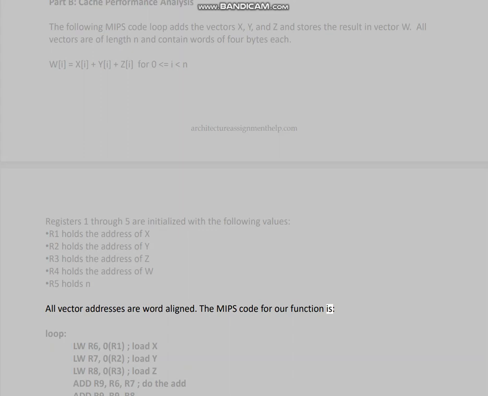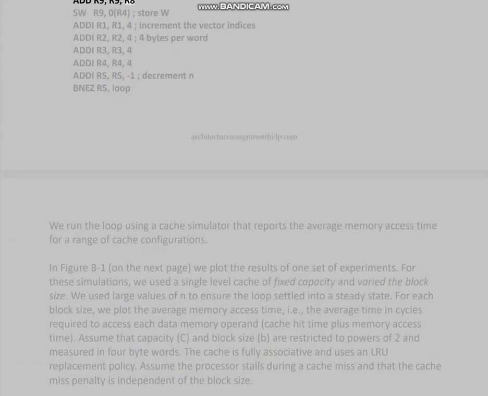The MIPS code for our function is: loop: LW R6, 0, R1, load x. LW R7, 0, R2, load y. LW R8, 0, R3, load z. Add R9, R6, R7, do the add. Add R9, R9, R8. SW R9, 0, R4, store w. Add R1, R1, 4, increment the vector indices. Add R2, R2, 4, 4 bytes per word. Add R3, R3, 4. Add R4, R4, 4. Add R5, R5, -1, decrement n. BNEZ R5, loop.